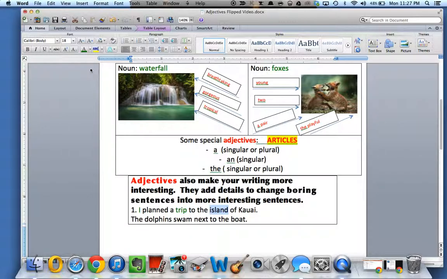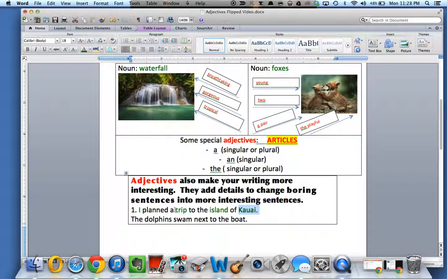An island is a thing. It's a body of land surrounded by water, so an island. And finally, there's another noun in here that is the name of a place, a proper noun. Remember, proper nouns are names of places, and that would be Kauai. So this sentence is full of nouns. And let's see now if we can add some adjectives to these nouns to make the sentence more interesting. So instead of I planned a trip to the island of Kauai, we notice that we're not going to add anything to I, what kind of I or how many I. That doesn't really make sense. So let's go to the next noun, which is trip.